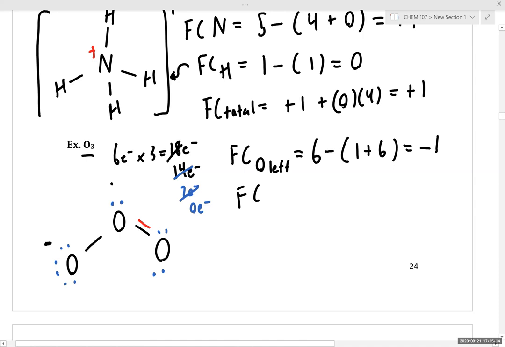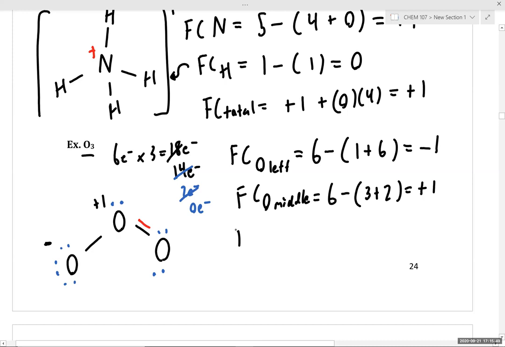Let's look at our middle oxygen. Let's look at the formal charge of the oxygen in the middle. Well, we still have a group number of 6. And now how many total bonds do we see? 3. Yep. We have 3 bonds to this central oxygen. And how many lone pair electrons do we have on this central oxygen? 2. Yep. And that gives us a formal charge of +1.